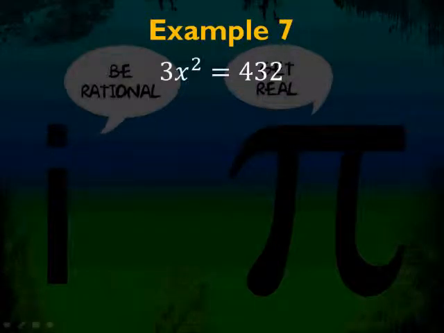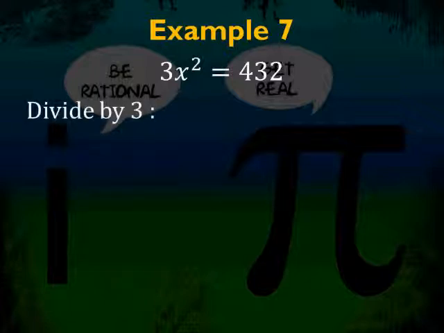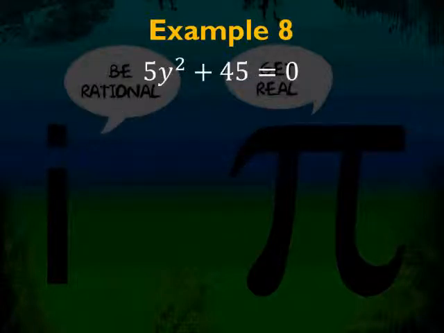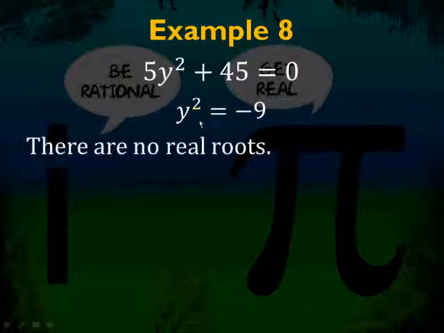Number 7, now we have some equations, which means we're going to have possibly multiple roots. 3x squared equals 432. Let's divide both sides by 3 to get x squared is 144. So x is either plus or minus 12. Example 5. Go ahead and try this one yourself. If you simplify, you get y squared equals negative 9, and there are no real roots because no real number squared will give you negative 9.